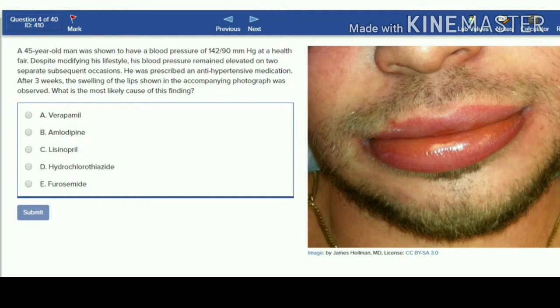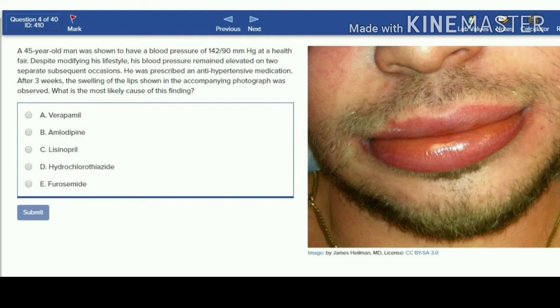So, if we see the patient's lip, as they already said, there is a swelling around the lips. So they want to ask what would be the side effect of the antihypertensive medication, or what would be the factor that causes the edema around the lips. They want us to tell the exact cause and give the name of the drug that causes the side effect.